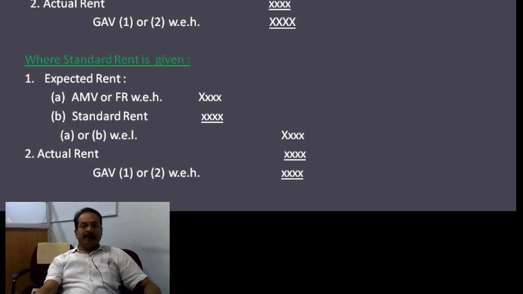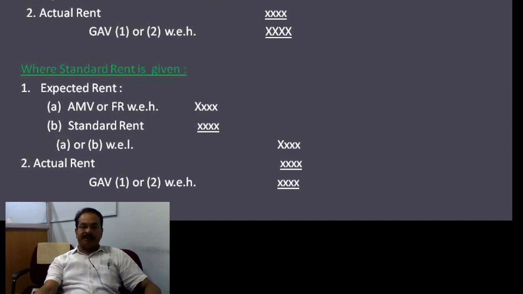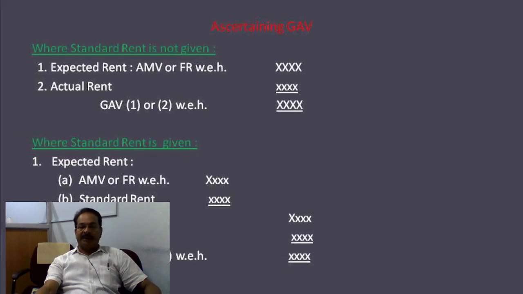Out of these two, which is least is the expected rent. Number one. Number two is actual rent. We have to compare the expected rent with the actual rent. The highest of these two is to be taken as gross annual value.